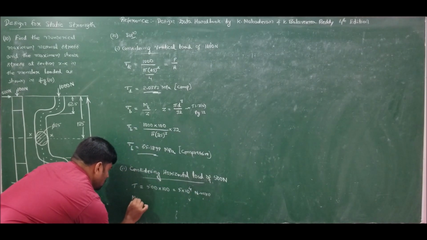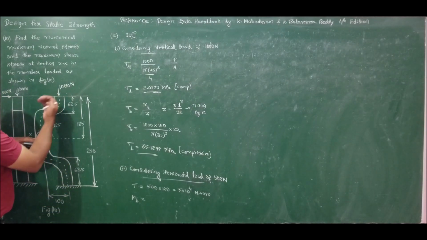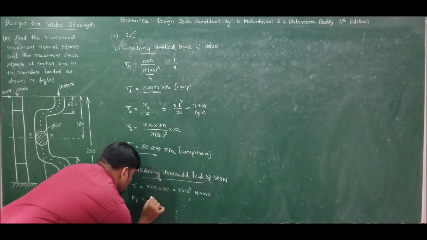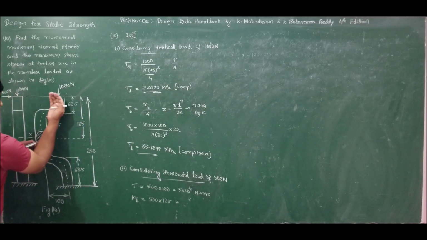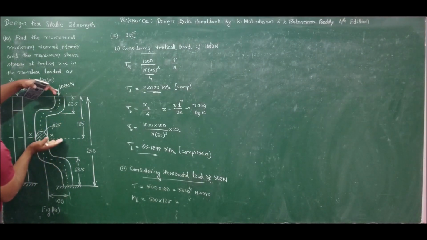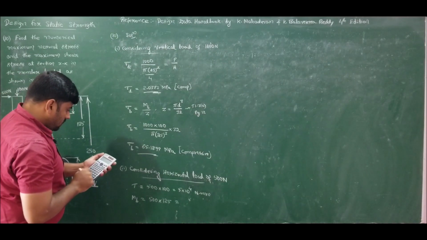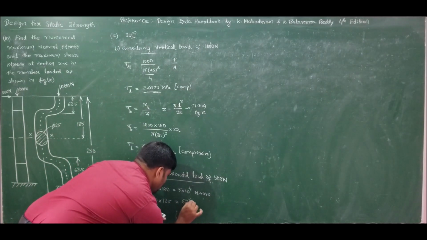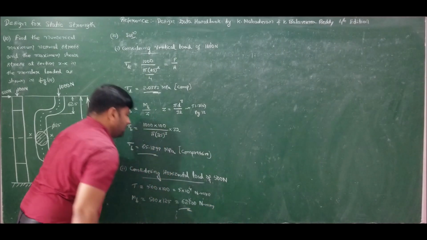and it is causing bending Mb. So at this section XX it is causing bending. So here is the load 500 Newton and the distance for bending is 125. So it is causing bending like this. So therefore this distance is 125. It is 500 cross 125, which is equal to 62500 Newton mm.